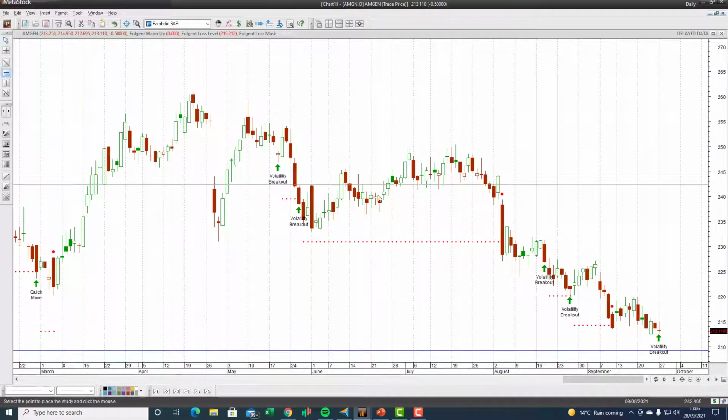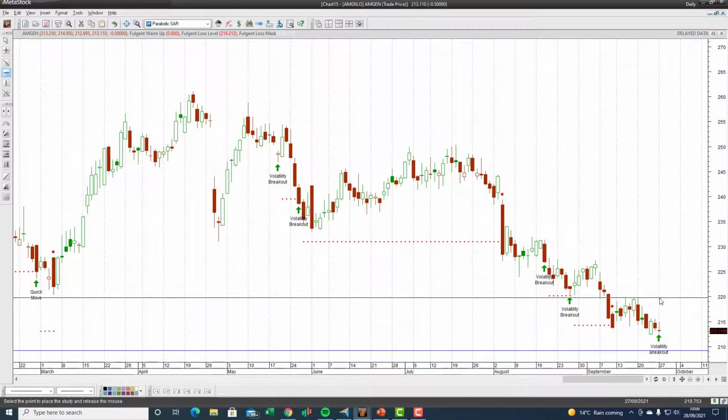Then your upside profit targets would be these old highs there as the first level to watch out for, and then these levels there. So your first one is 220, and the next one is up between 225 and 230. That would be the upside profit targets on AMGN.